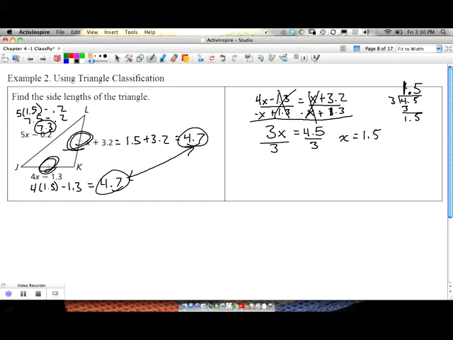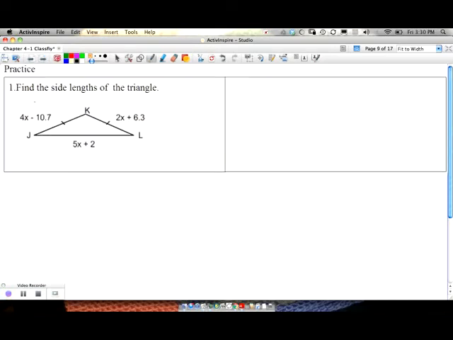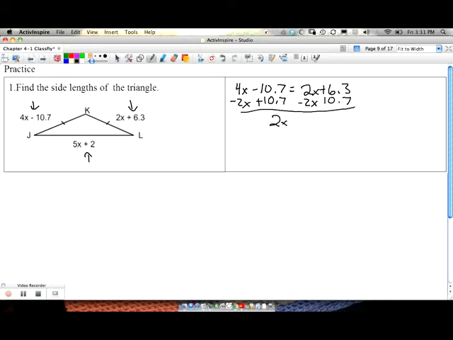This one's very similar. Look at these two pieces. We got 2 equal sides and then a third side. The 2 equal sides, I can use those in the equations. I can set them equal to each other. 4x minus 10.7 equals 2x plus 6.3. So I got to do some algebra. Subtract 2x from both sides. I add 10.7 to both sides. In the end, I get 2x equals, well, we're going to carry a 1 here, and this is going to become 17. So when I divide by 2, x is going to equal 8.5.